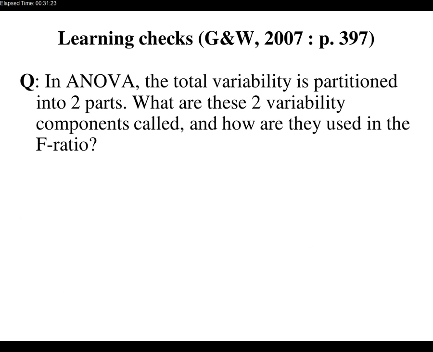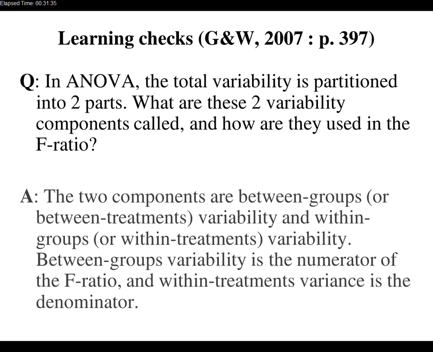Here's another question. In ANOVA, the total variability is partitioned into two parts. What are those two variability components called, and how are they used in the F ratio? You remember? They're called between groups and within groups. Between-groups variability is the numerator of the F ratio, and within-treatments variance is the denominator.